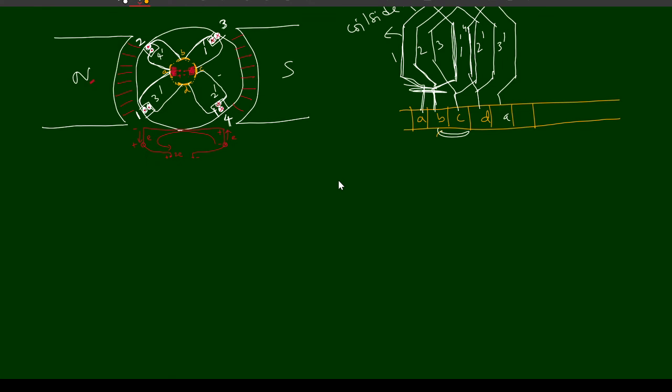Now, at this instant, what will be the EMFs? So I'll draw the commutator segments like this. This is A, this is B, C, D. So brushes are there like this.